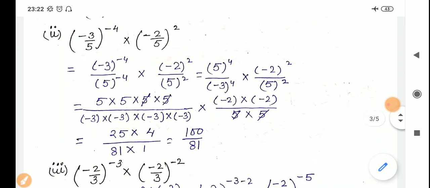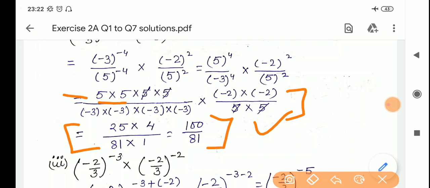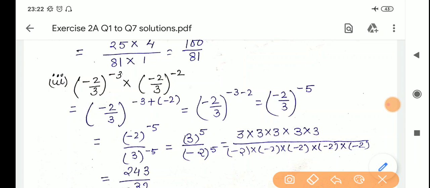Now when we open the fraction, 5 5s are 25, and here the 5 and 5 will cancel with the other 5 and 5. When we solve this, we will get 25 multiplied by 4 upon 81 multiplied by 1, and we get the answer 100 by 81. Clear? Now the third part, (-2/3)^-3 multiplied by (-2/3)^-2.